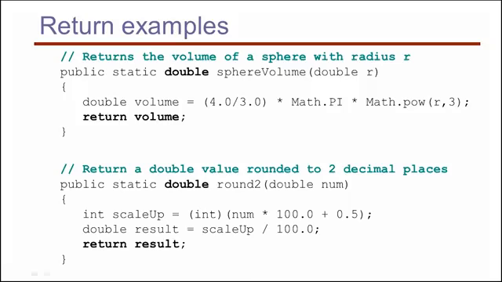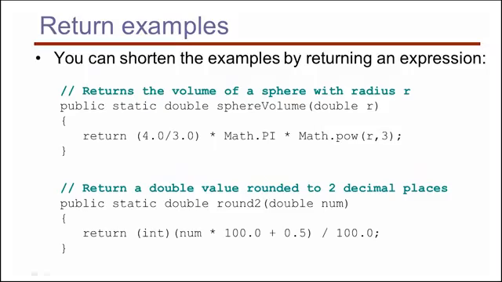Here are 2 examples of methods that return values. The first computes the volume of a sphere given its radius, and the second rounds a floating point value to 2 decimal places. And here we see the same methods that have been tidied up a bit by eliminating the local variables and simply having the return statement compute the value that is to be returned.